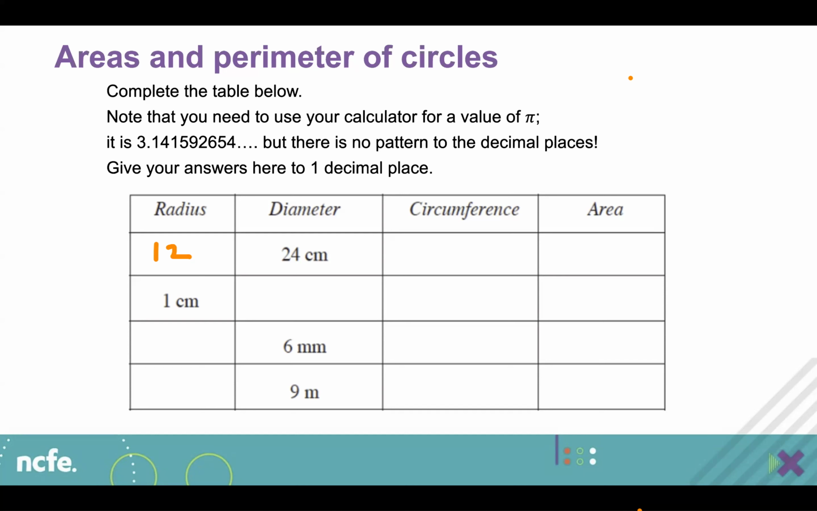One second. So 24 pi is 24 times 3.141592654, which equals 75.4 to 1 decimal place.